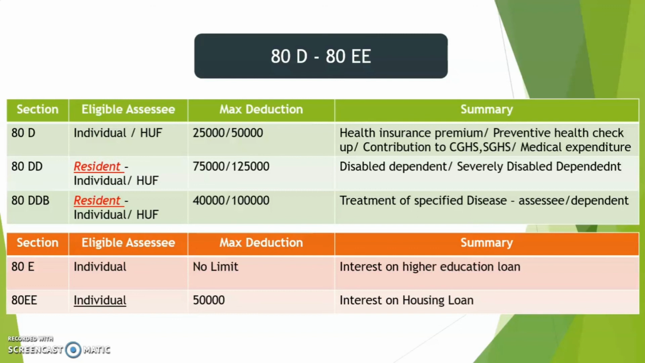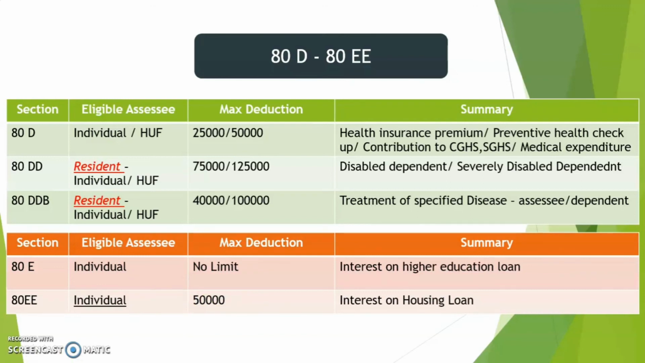Then comes the provision for double deduction. So for a self-occupied property, the assessee first has to claim the deduction under section 24, and beyond that, if there is any excess, the assessee can claim it here under 80EE restricted to 50,000. So that's it about section 80E and EE.